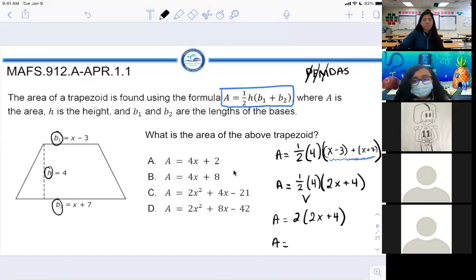What should I do here? Are you asking for the answer, Miss? Yeah. So I distribute and I get, Janelli says, 4x and then 8. So 4x, good, plus 8.